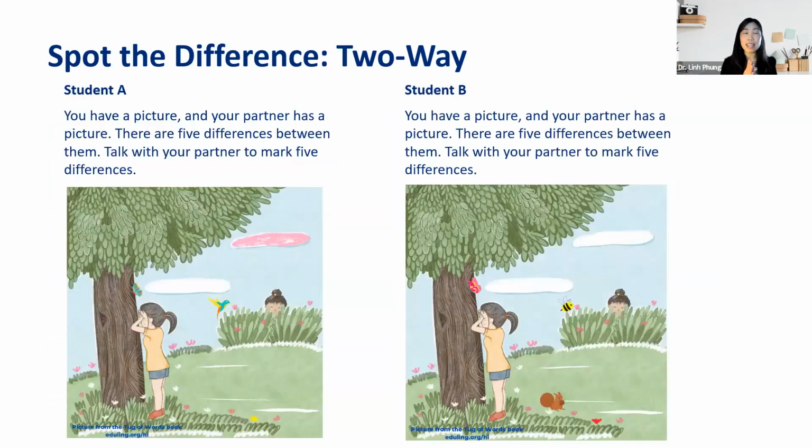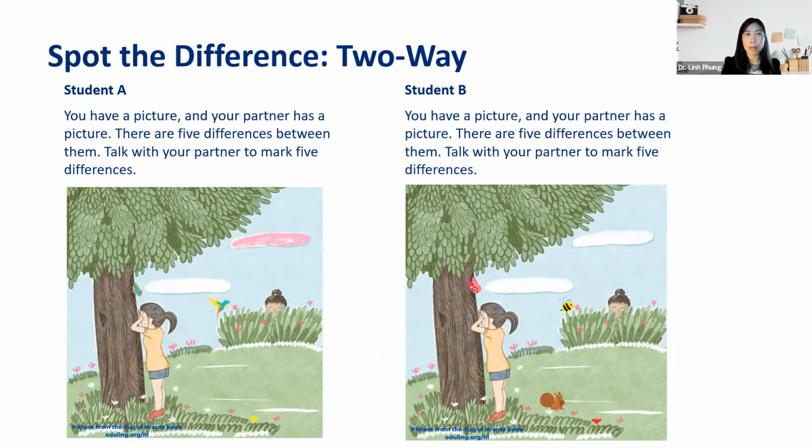So as you can see, the task that I just did with you is a one-way task, and it is perfect for a big classroom because sometimes you cannot put students in pairs, or sometimes it's difficult to do that, but you as a teacher can still do this task with a lot of students at the same time. However, you can turn this into a two-way task, right? Two-way in terms of information flow.